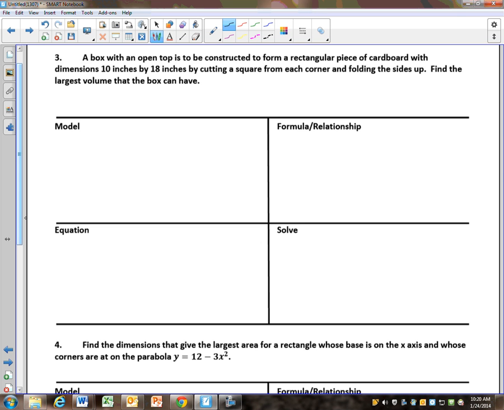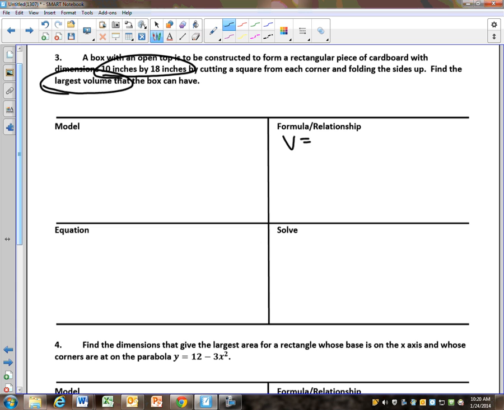A box with an open top. So if it has an open top, how many sides does it have? 5. Open top is to be constructed from a piece of cardboard that is 10 by 18. Okay? You're going to cut a square from each corner and fold it up. Find the largest volume that the box can have. What is the phrase that generates this problem? Find the largest volume. Maximize the volume. That's what drives our problem. You already know what equation you're going to need.